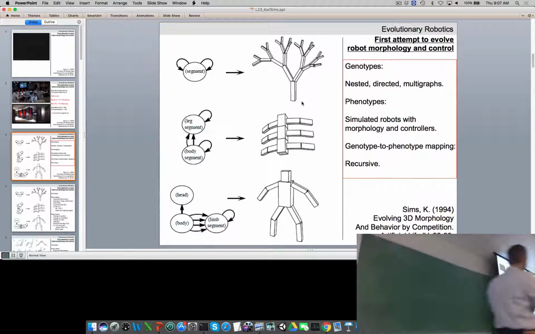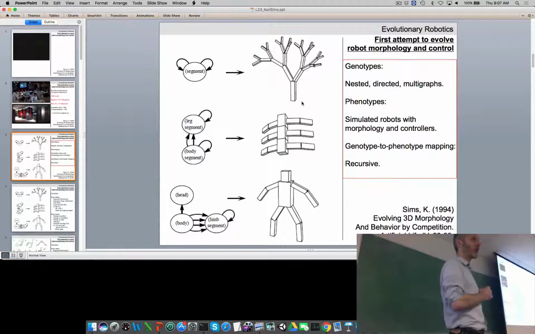Okay, let's look under the hood of exactly what he was doing. So you've already seen the phenotypes. The robots were made up of collections of rectangular solids. And the genotypes, we've seen lots of different kinds of genotypes in this course. You've been encoding your synaptic weights in matrices. We just looked at a genetic programming application in which the genotypes were encoded as trees. Carl Sims also encoded his genotypes in trees, but these were actually not just trees, but nested directed multigraphs. And we'll work our way through those three adjectives. But basically, the genotypes were graphs that were translated into these kinds of phenotypes.